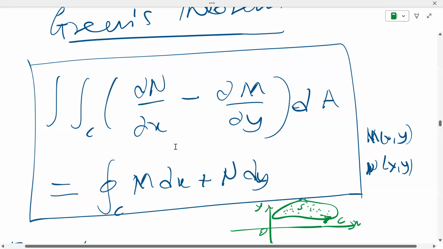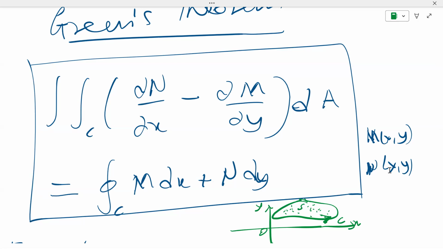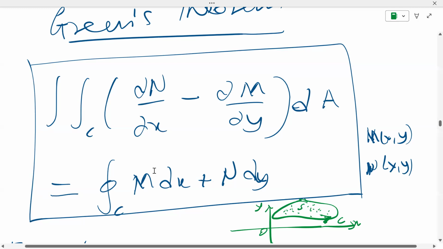Let C be a piecewise smooth, simple closed curve that forms the boundary of this region S in the XY plane. And we let M(x,y) and N(x,y) be continuous and have continuous partial derivatives on S and its boundary C. If you have those, then the whole of this will hold for Green's theorem.